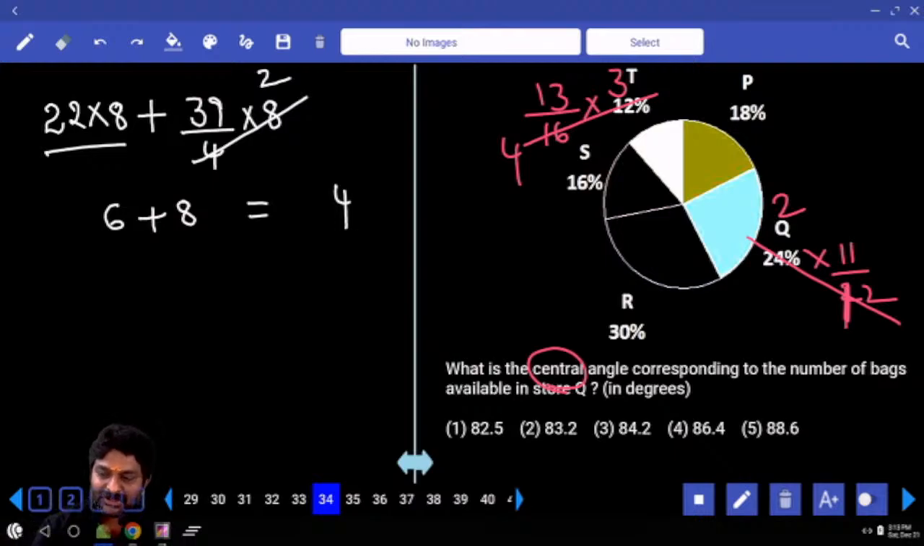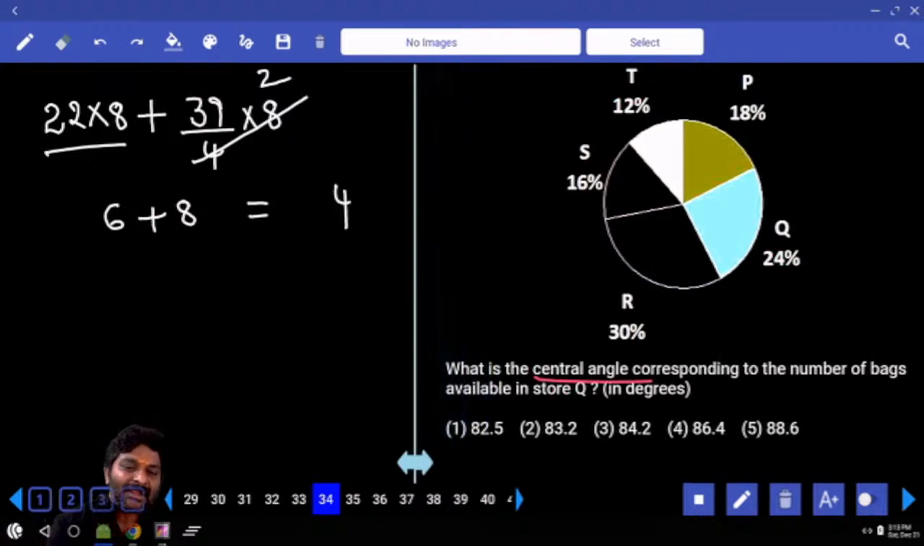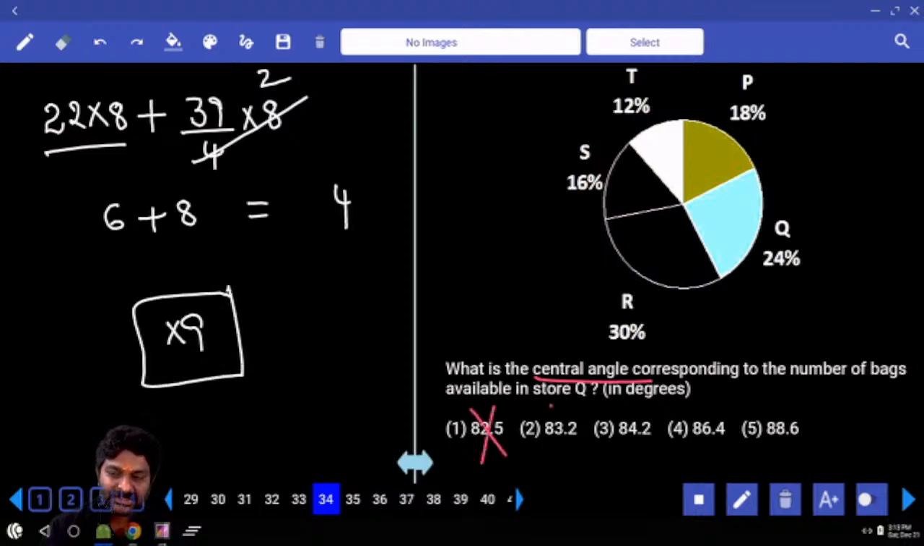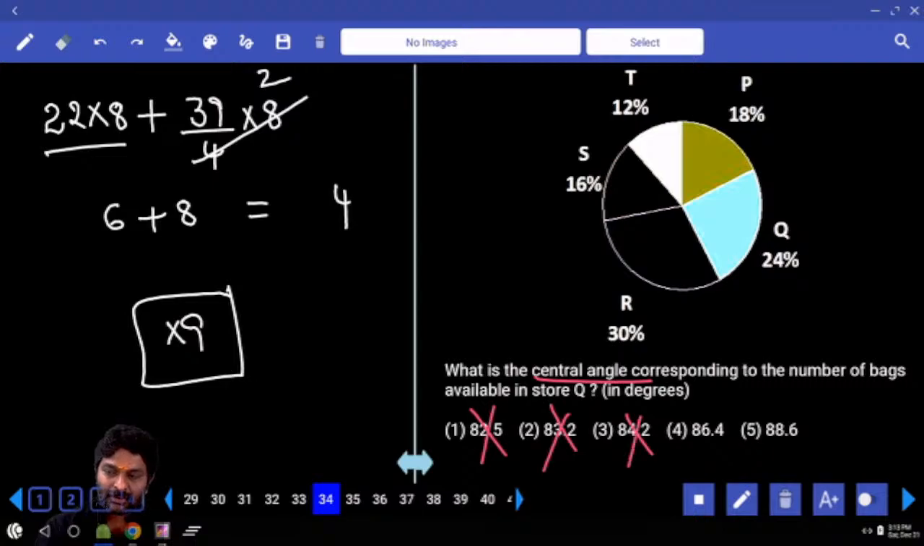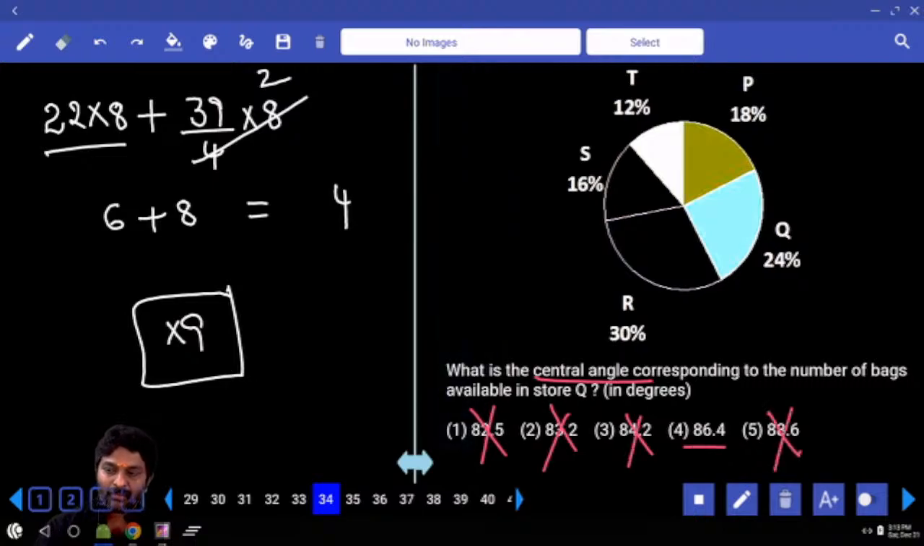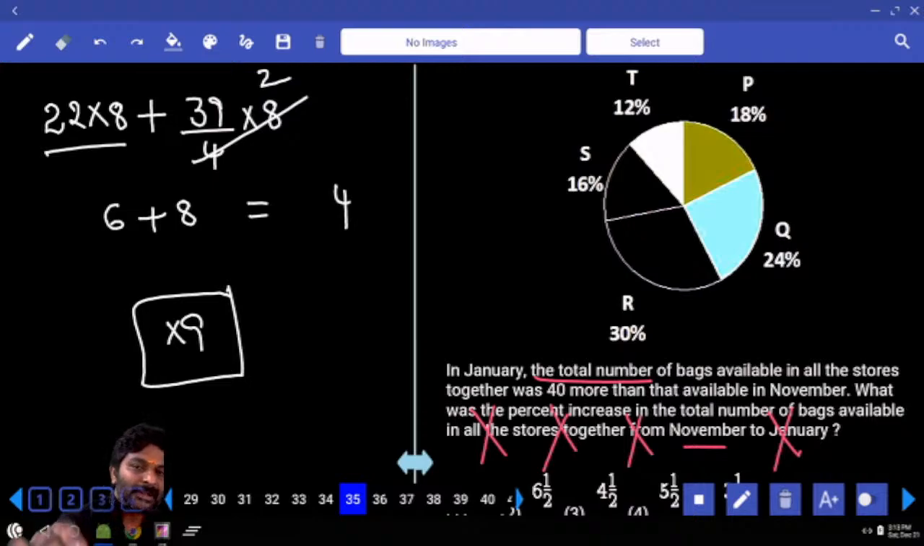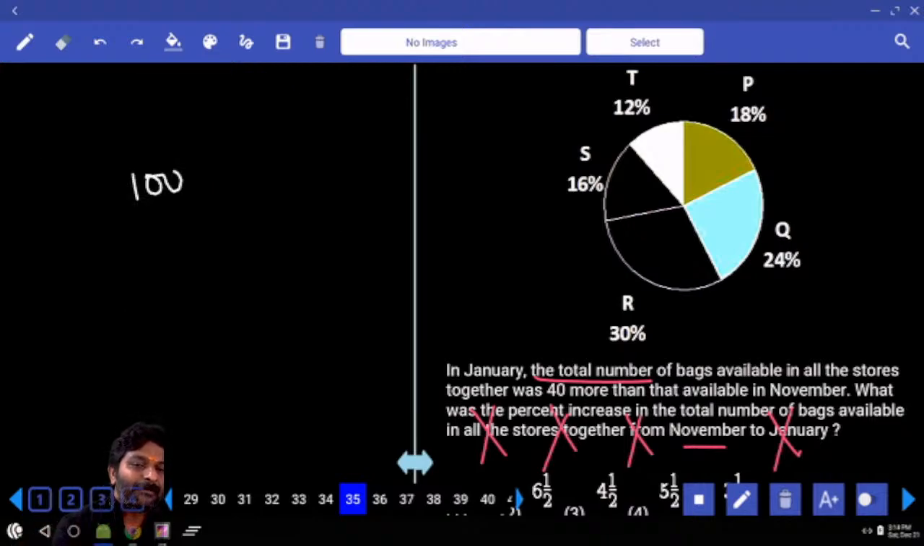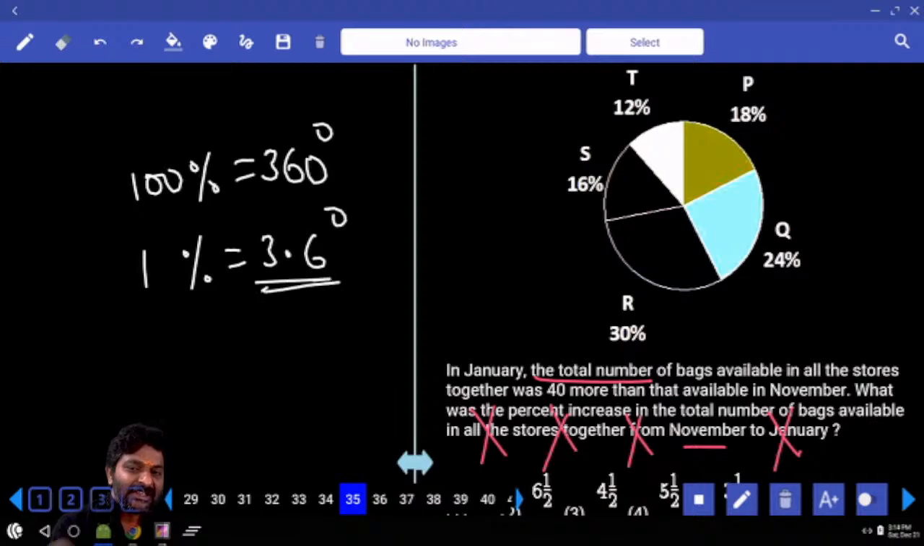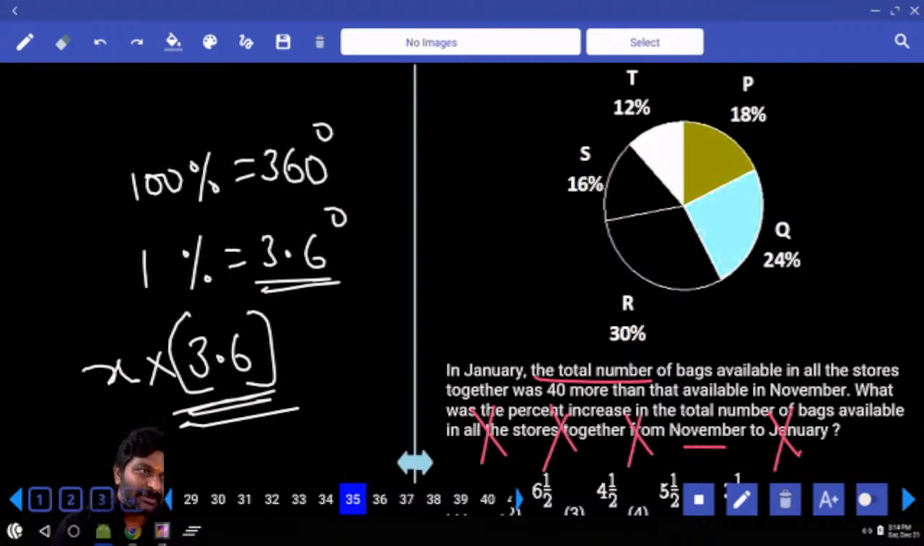What is a central angle? Stop. When it is about central angle, answer must be a multiple of 9. Can it be first? No. Second? No. Third? No. Fourth? Yes. Fifth? No. Because you know that 100% is equal to 360 degrees, where 1% value is equal to 3.6 degrees. 3.6 is a 9 multiple. So when you want to calculate x percentage, x into 3.6, it is a 9 multiple.